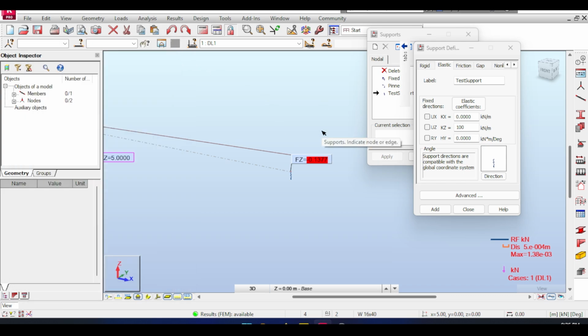I have a perfectly functioning raft video that I will link on the top right. So take a look at that if you want to see how planar springs work. I actually dissected that thing in detail. Anyway, this is elastic. Let's go to friction.